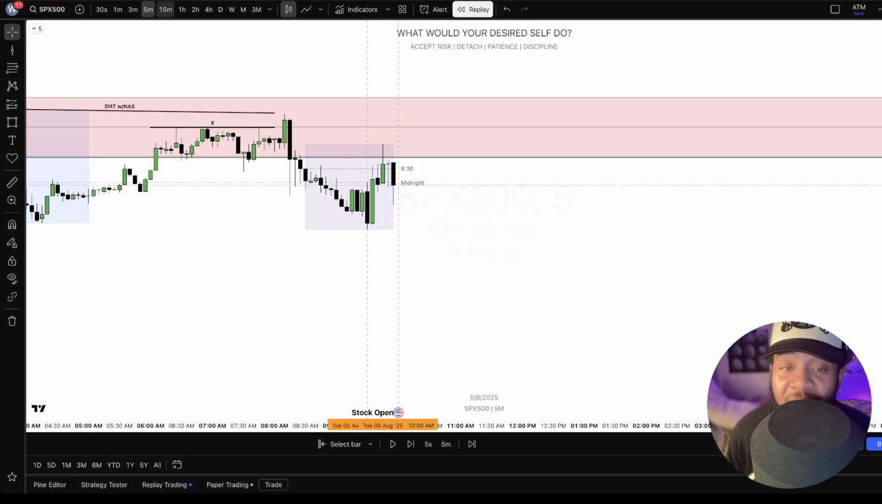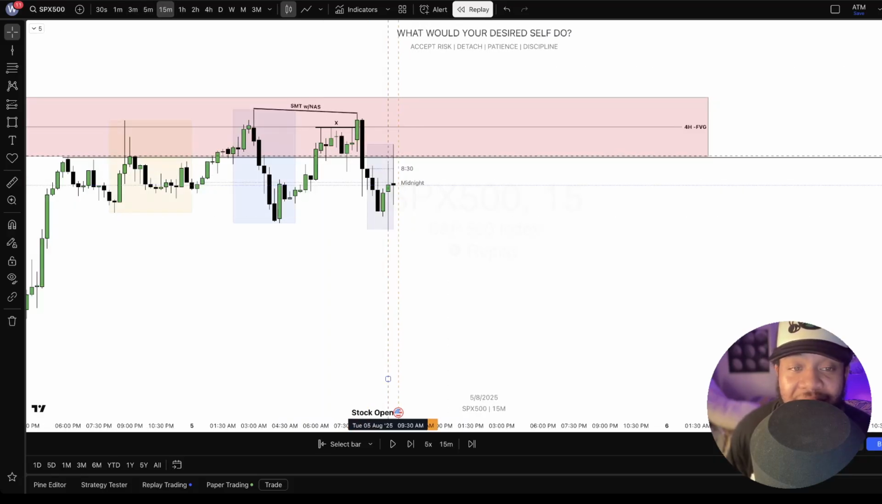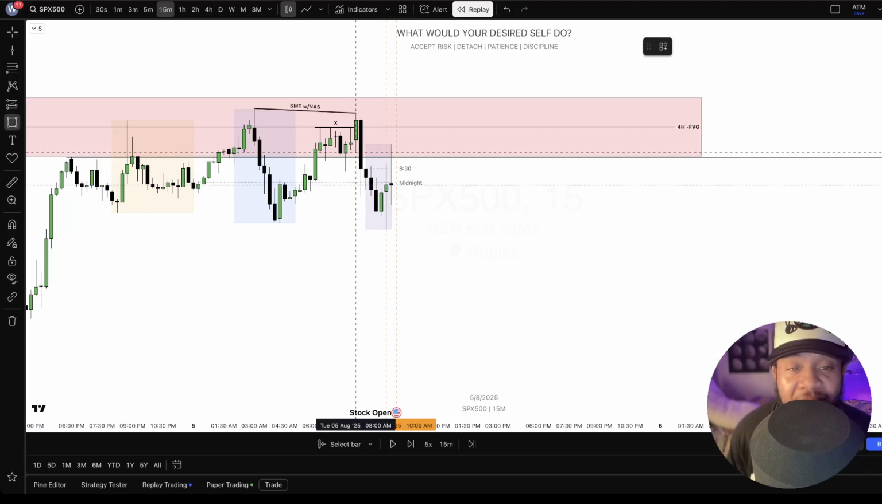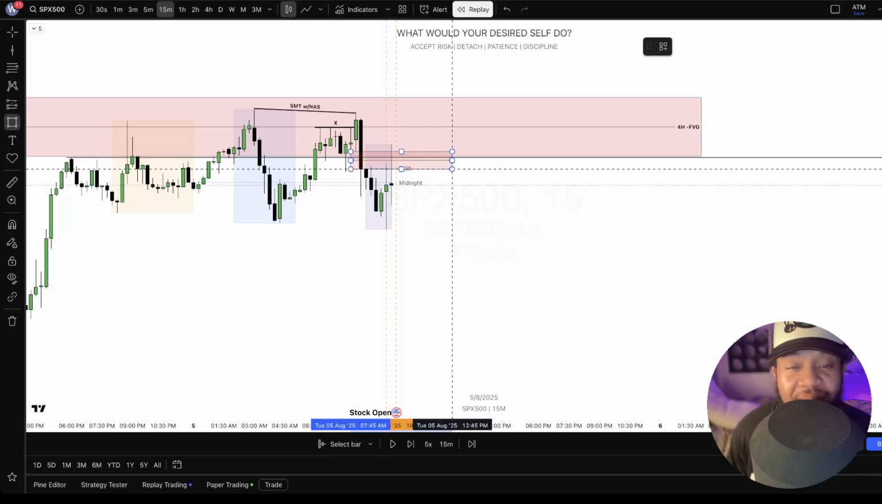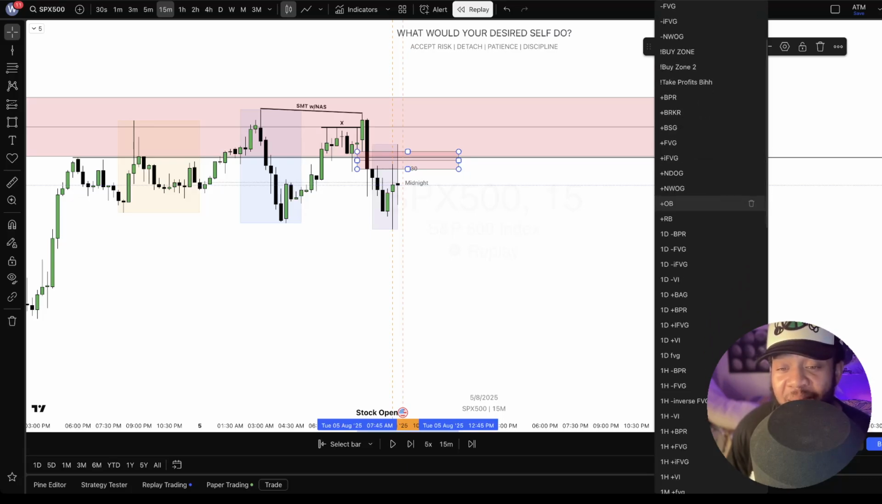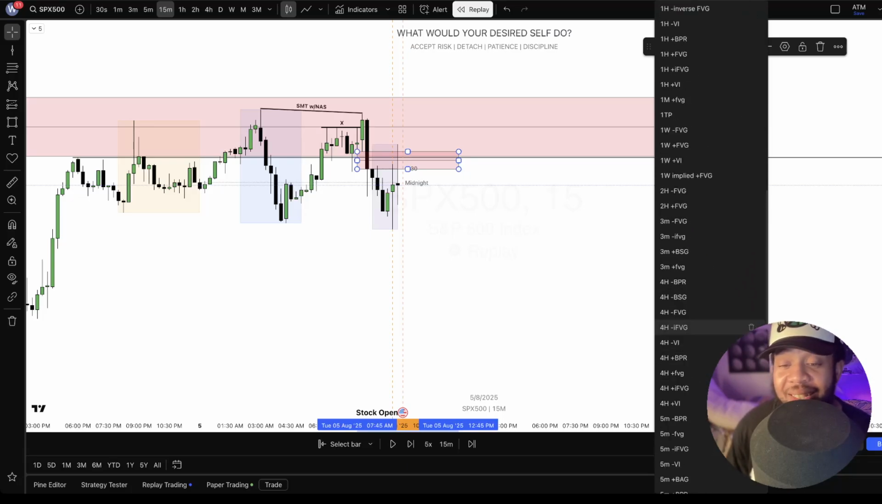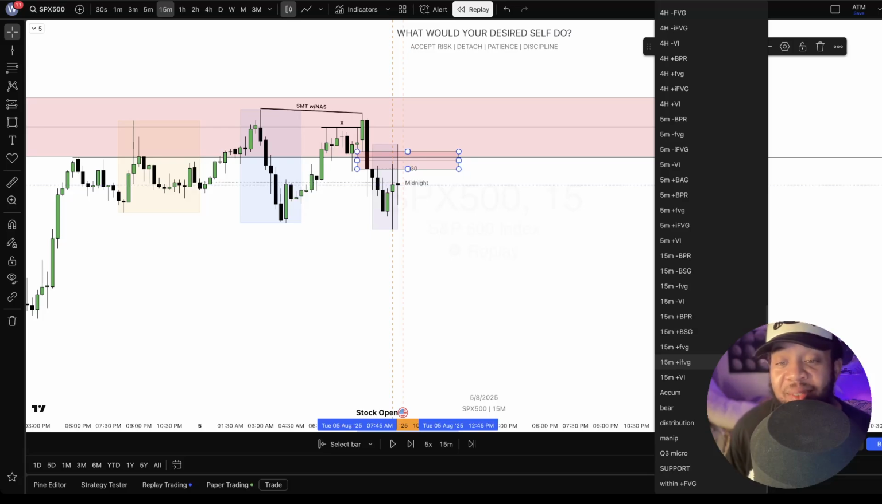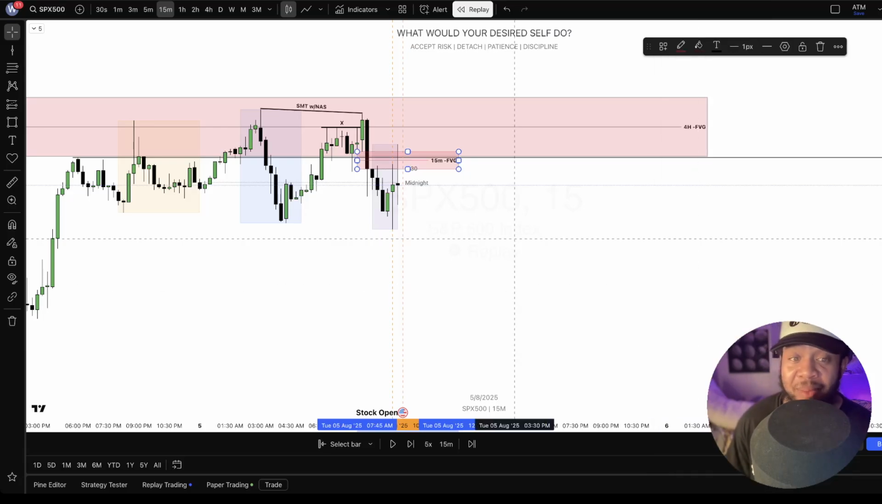And not only that, this is the closest fair value gap near stock open. I've noticed that a lot of the time when I see a 15-minute fair value gap near stock open, a lot of times they get respected. I just feel like it's a good reference because if they don't get respected, more than likely you can use it as an inverse. If they do, might be the move for the day.